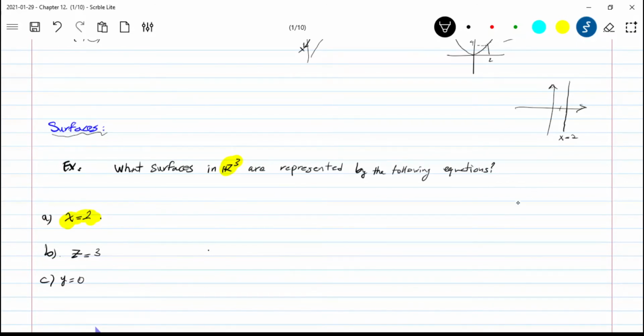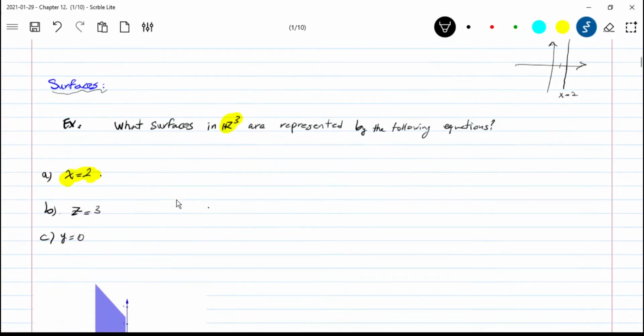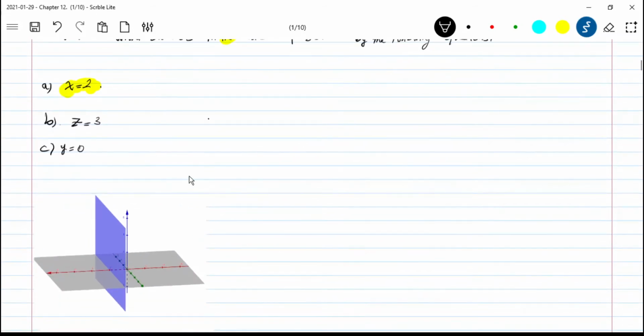How does it look? Here I already plotted this so you can see it. It means x must always be 2. It doesn't matter where the point is. If you look at the x values here, they're all 2.